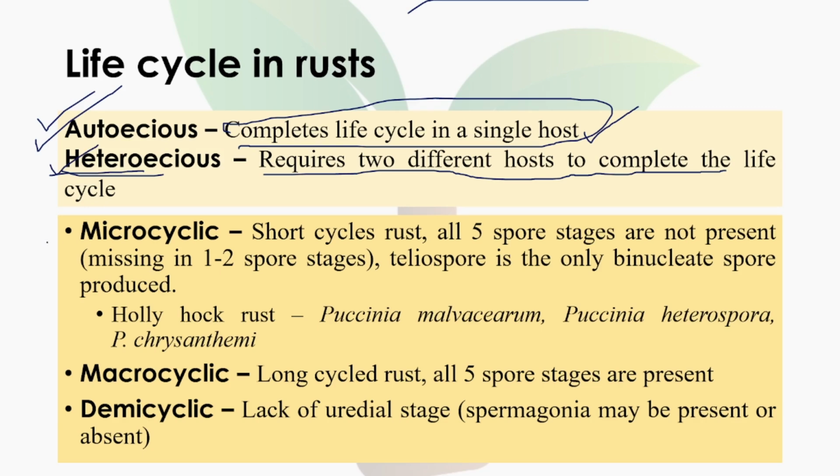Now another terminology we will learn: microcyclic. Micro means a short life cycle of rust, or short stages of rust are present. Generally short life cycles of rust are present, which means all 5 spore stages are not present, maybe 1 or 2 spore stages are absent.